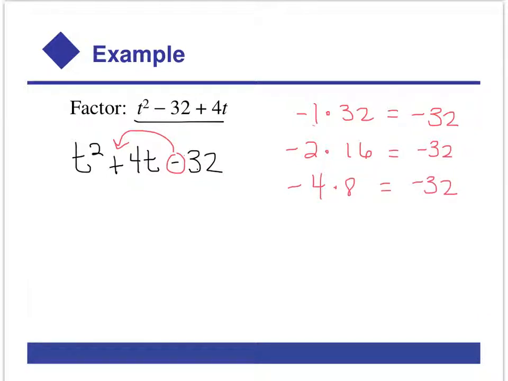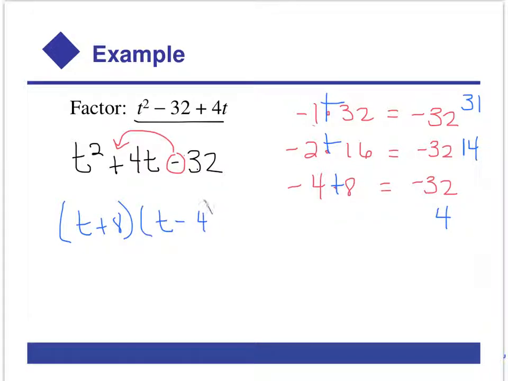I'm going to stop right there, because if I go in and drop a plus sign where my multiplication operations were, we can go back and look. Negative 1 plus 32 is going to give us 31. Negative 2 plus 16 gives us 14. Negative 4 plus 8 gives us a positive 4. So I think we found what we're looking for. So we're going to drop a t. We'll drop the 8 in here because it was positive. We're going to drop another t, and this time it's going to be a negative 4. Again, if you FOIL those back, you would get the trinomial.